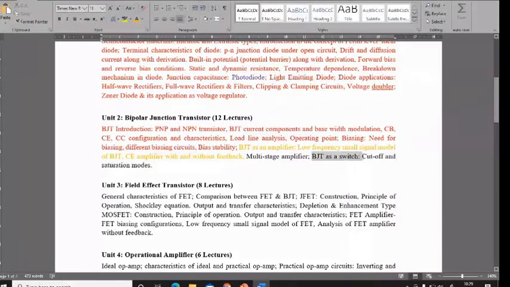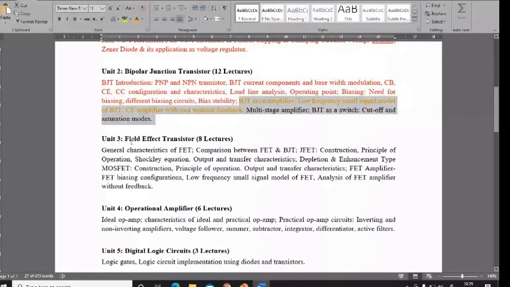Multi-stage amplifier. There are three kinds of multi-stage amplifier: Darlington pair and cascade amplifier. This will take 5 to 10 minutes. So most probably tomorrow we'll finish our syllabus of the second unit, and from the next lecture we'll try to study the field effect transistor from next week onwards. Fine, your second unit is approximately finished.